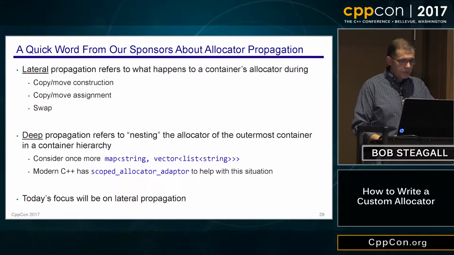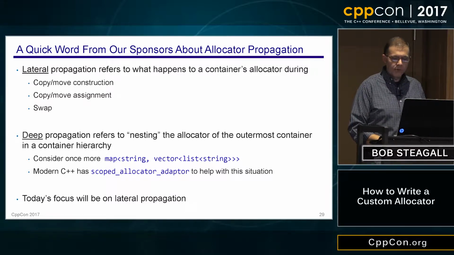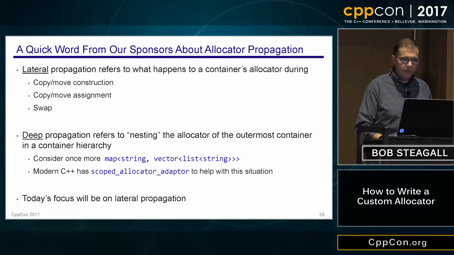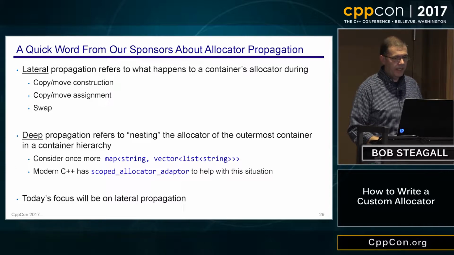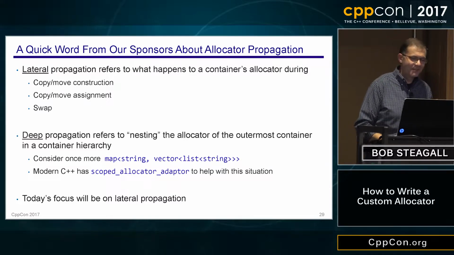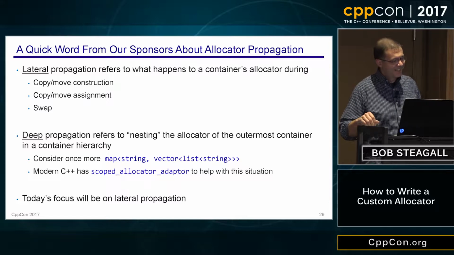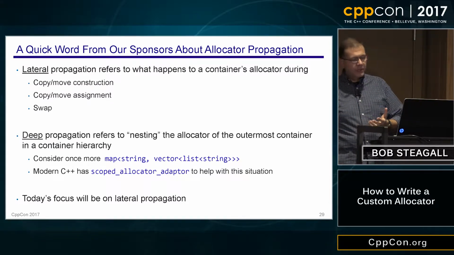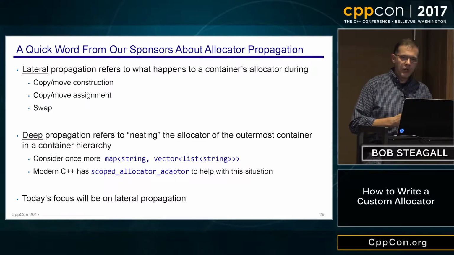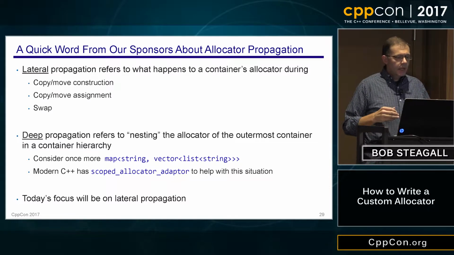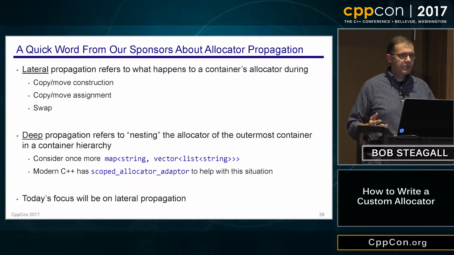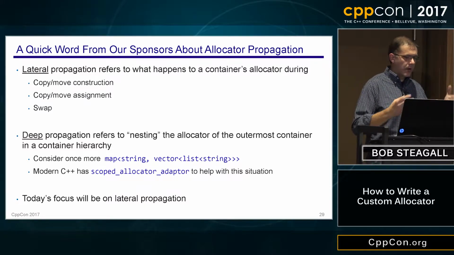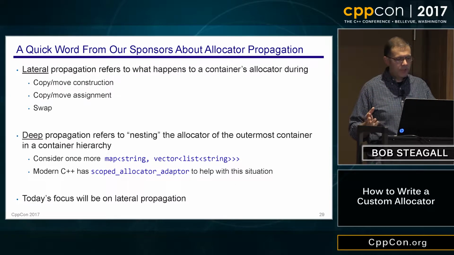So I mentioned on this slide the word propagate having to do with copy, move, and swap semantics. So now I'd like to talk a little bit about quickly what propagation means, allocator propagation. Say that 3 times fast. So there are 2 kinds of propagation, lateral propagation and deep propagation. At least that's the terminology that's in common usage. Lateral propagation refers to what happens to a container's allocator during the process of copy construction, move construction, copy assignment, move assignment, or swap.